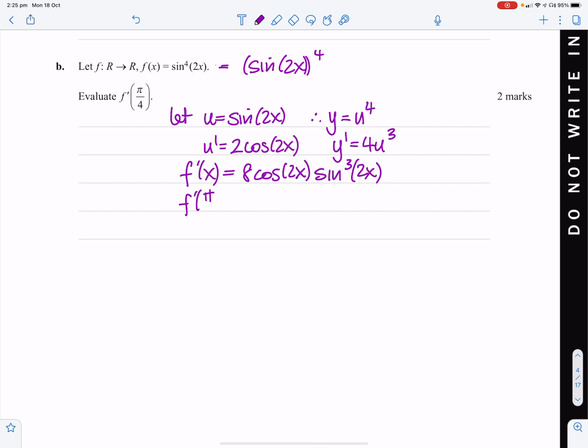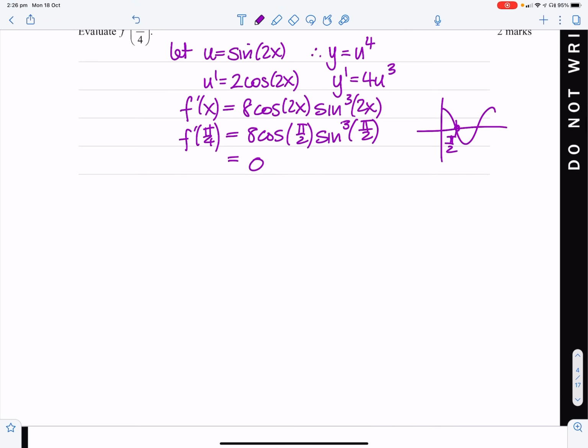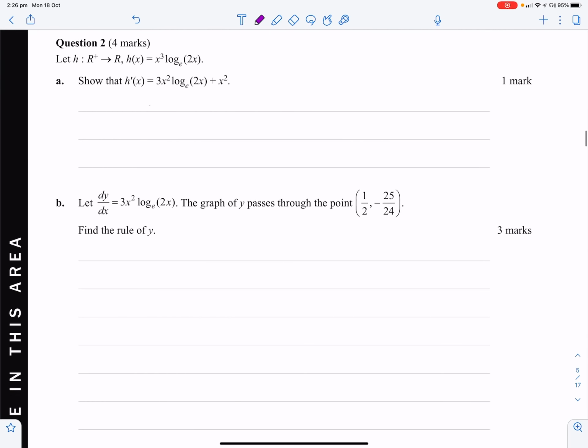F dash of pi on 4, 8 cos of pi on 2, sine cubed of pi on 2. Cos of pi on 2 we know is 0, because if you draw a little cos graph, there's pi on 2, goes through 0. So we know overall that whole thing is 0.